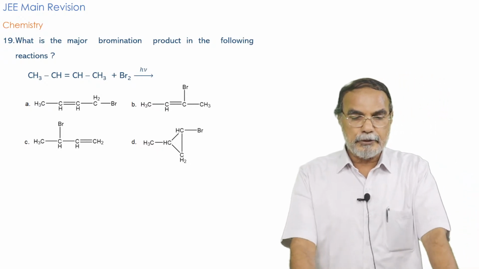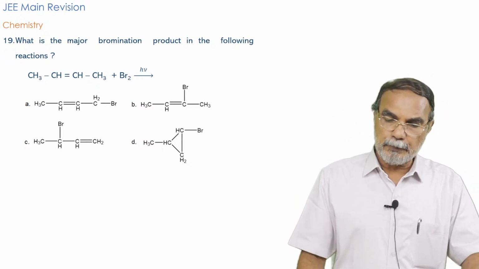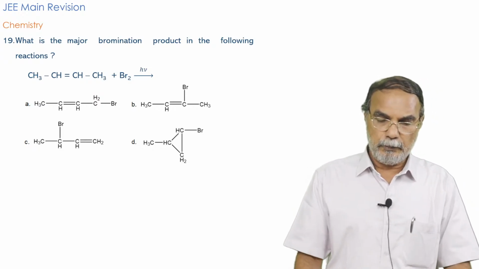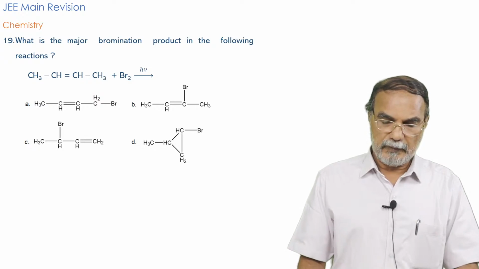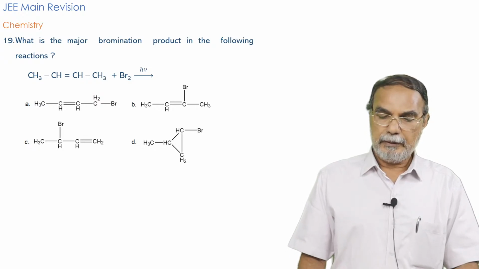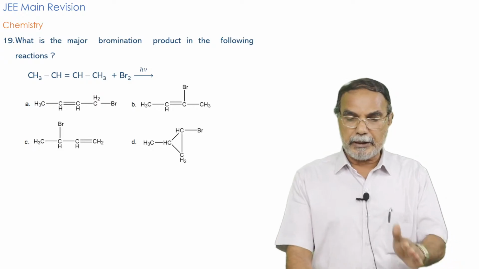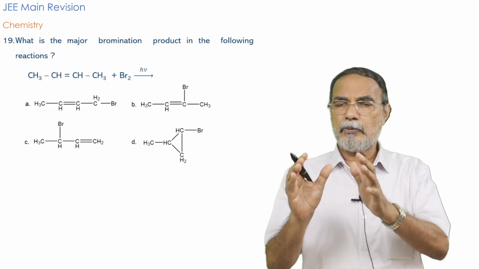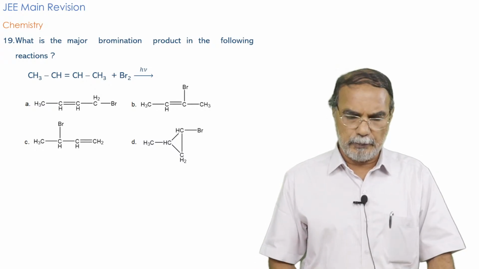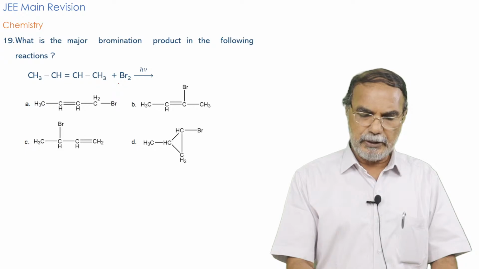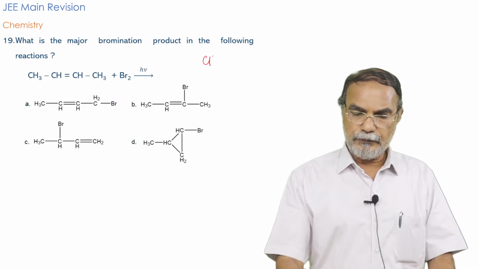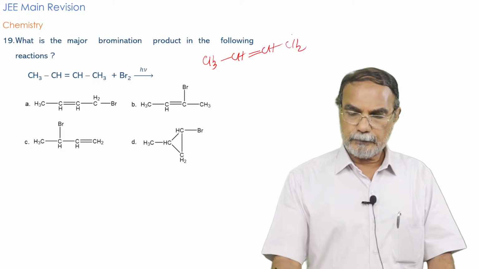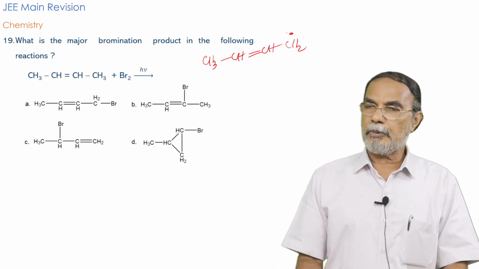Okay. The next question. What is a major bromination product in the following reactions? And here you have 2-butene. What is a major bromination product? Remember, the bromination reaction is again photochemical here. So we have seen at least 3 examples where you have photochemical chlorination or photochemical bromination. Here is a photochemical reaction. That means you have a radical, CH2, this radical, and the bromine radical.